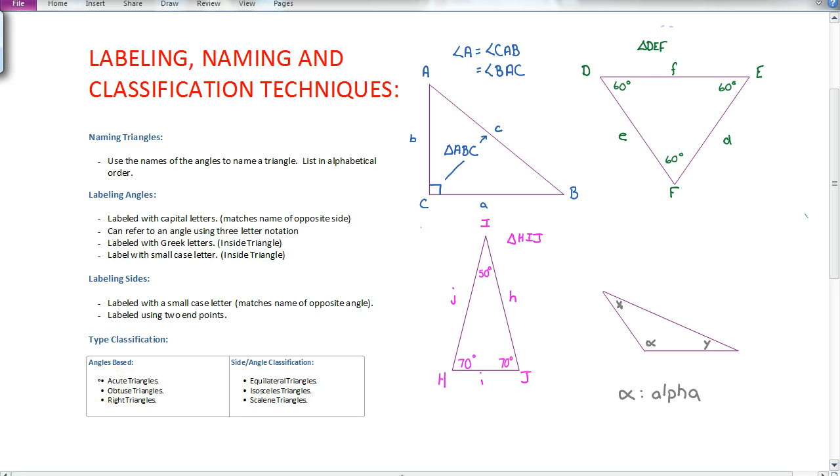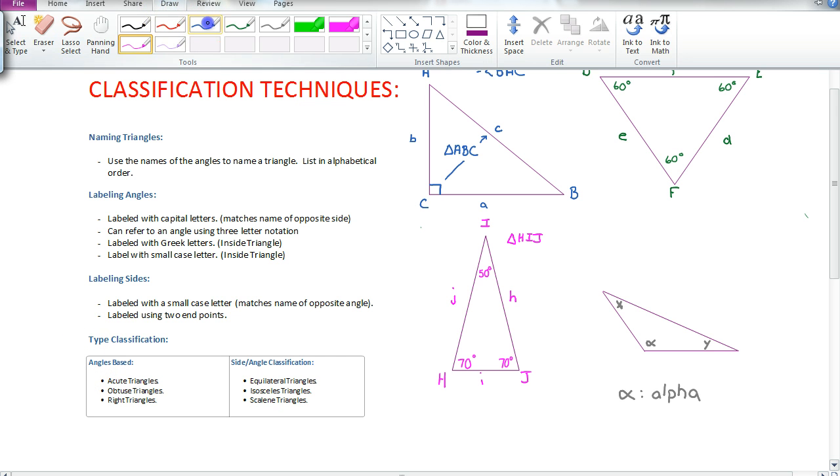Acute triangles are triangles where all the angles are less than 90 degrees. Obtuse triangles are triangles where one angle is greater than 90 degrees. And right triangles are triangles where one angle is equivalent to 90 degrees. So if I come up here, let's start by classifying each of these triangles in terms of an angle-based classification.